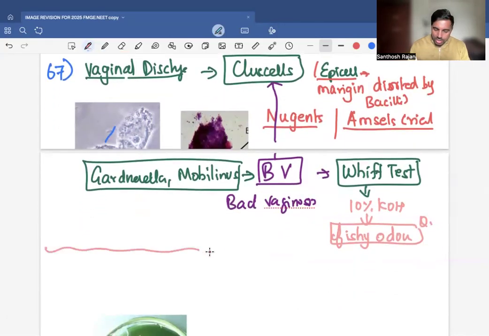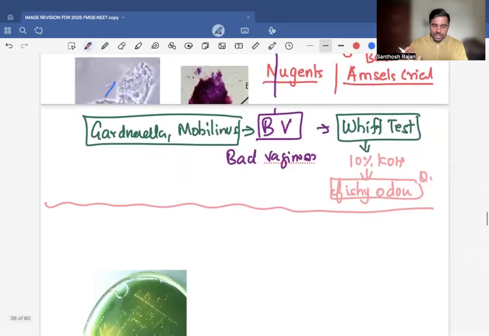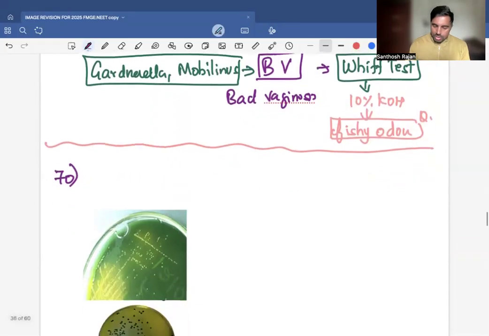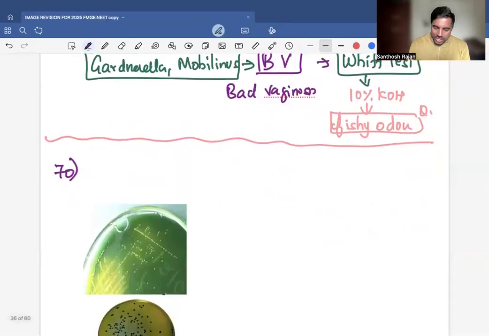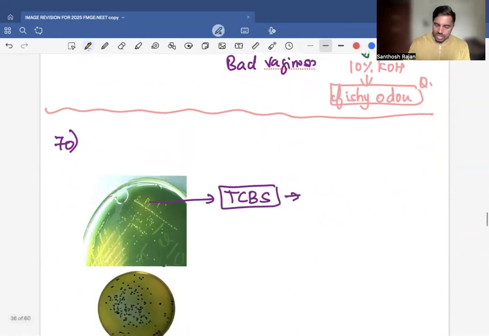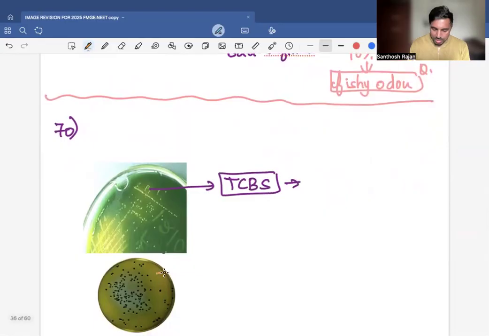Yes. Now we're going to another very, very important topic. Almost coming to the ending parts, important pictures. So these are a few culture media. You see here, green color, and with this type of colony, yellow color colony comes, that is basically your TCBS agar, that is thiosulfate citrate bile salt sucrose agar. Another one is also green color, but you see black color colonies, that is bile salt agar.